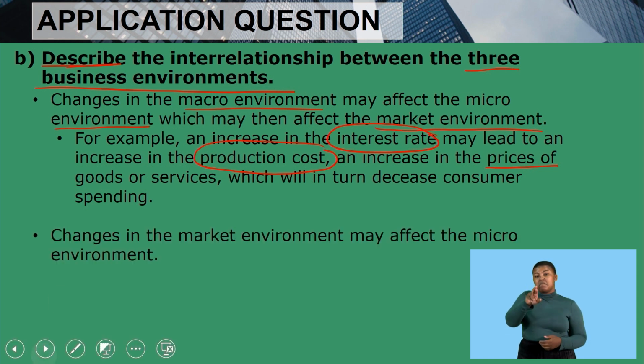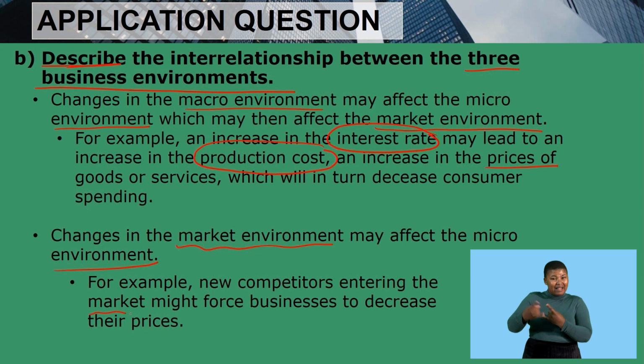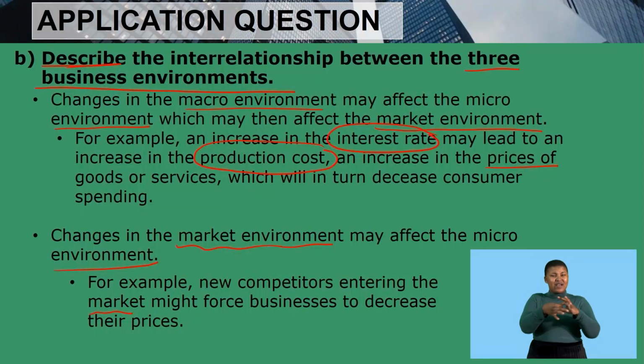Or we can answer it like this: changes in the market environment may affect the micro environment. And again, we are going to use an example. New competitors entering the market might force businesses to decrease their prices. So the market environment being the competitors, and now we have to decrease our prices, which is in our micro environment. So describing, again, meaning full sentences, and when describing the interrelationship between the 3 business environments, it's always easiest to use an example.